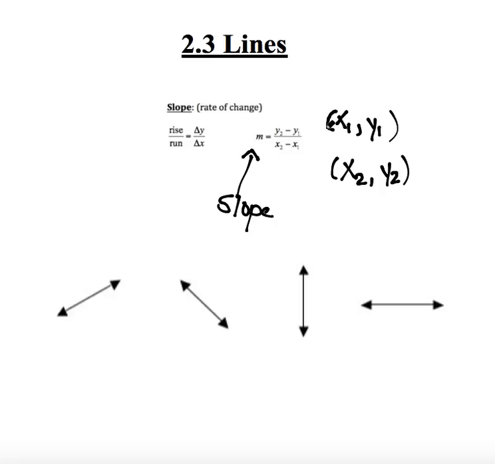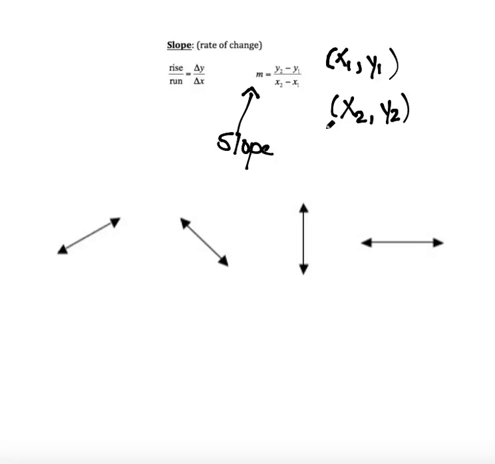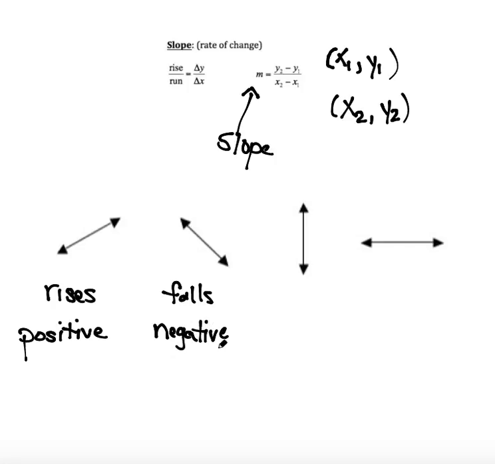So let's talk about the different types of slope that we could have. First we have one that rises from left to right. That is going to be a positive slope. Then we have one that falls from left to right. That one's going to be a line with a negative slope. This third one here is a vertical line. A vertical line has an undefined slope.